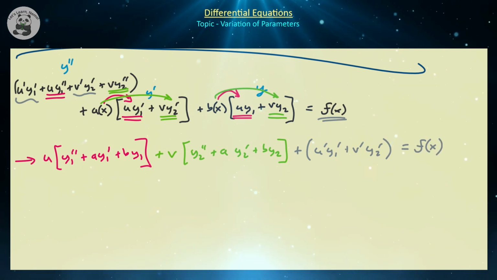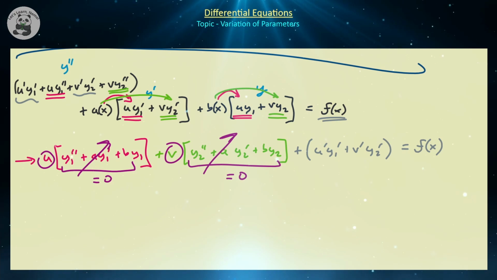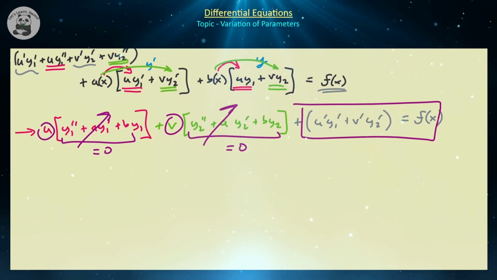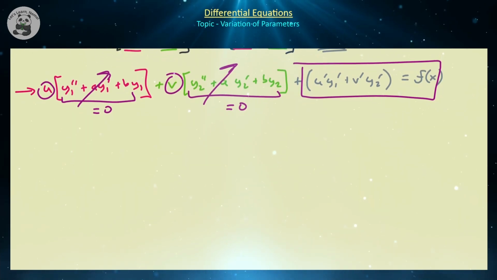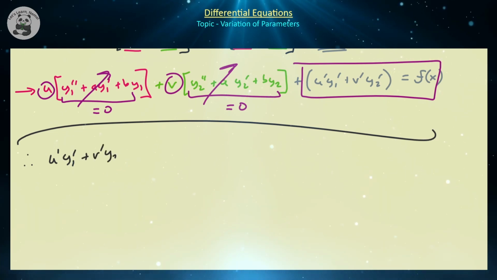f of x. Now keep in mind that our y1 and our y2 were particular solutions to the homogeneous differential equation. So that means this must be equal to 0 and this must be equal to 0 regardless of what u and v are equal to. So this part and this part just eliminates, which is just going to leave us with this little baby ordinary differential equation on the right hand side, which is actually very beautiful, at least in my opinion. So we're going to have u prime y1 prime plus v prime y2 prime is equal to f of x.